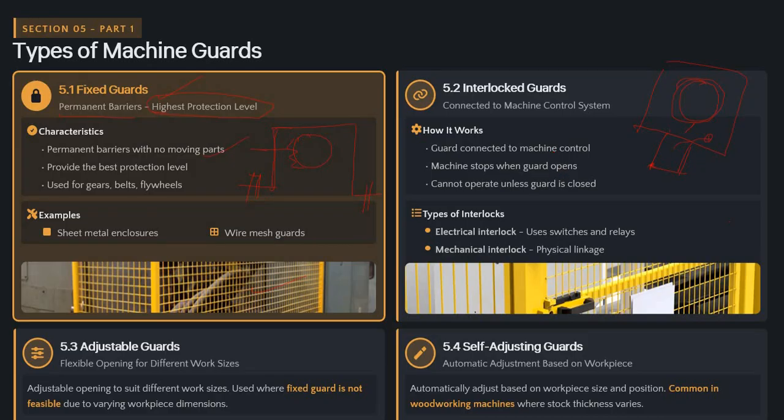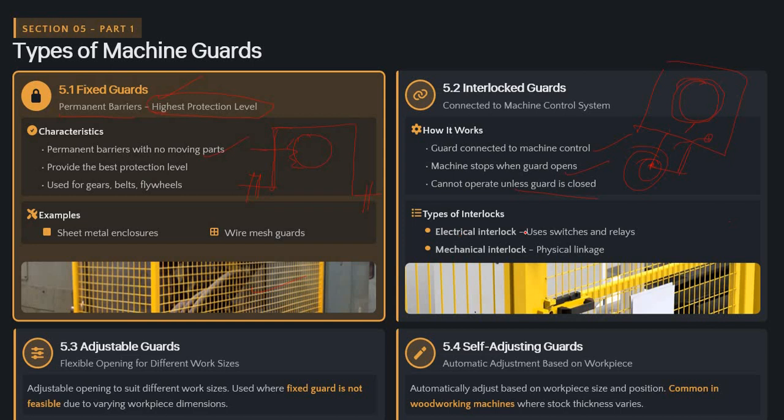If you want to do any kind of minor operation or minor intervention in your particular machine, then these interlock guards are used. The guard is connected to machine control, so we have a PLC, maybe a safety relay or safety PLC. The interlock is connected to the machine, so if you open it, it disengages and switches off the power. The machine stops when the guard opens and cannot operate unless the guard is closed. So these are the interlocks.